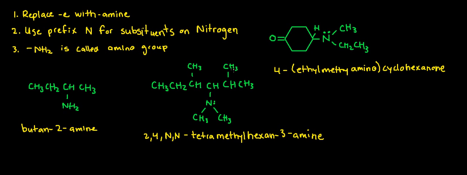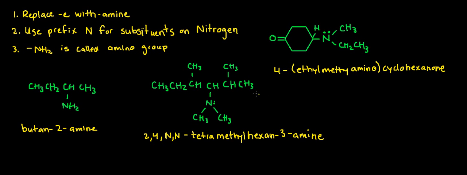So the second one, 1, 2, 3, 4, 5, 6 is the longest carbon chain. There are 1, 2 methyl groups. And here's the amino group, but it doesn't have hydrogens, it has 2 additional methyl groups. So here's where we're going to see the second rule come into play. So 1, 2, 3, so this is going to be the closest one. So 1, 2, 3, 4 methyl groups. This is going to be 2,4,N,N-tetramethylhexan-3-amine.